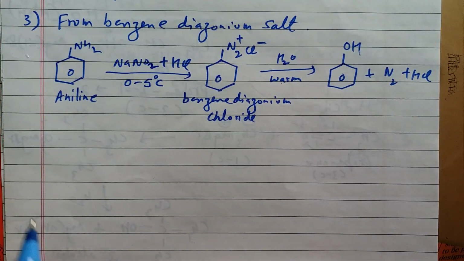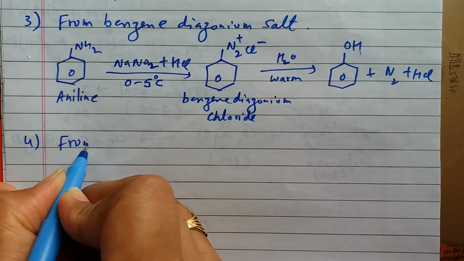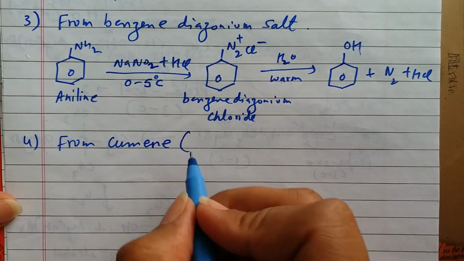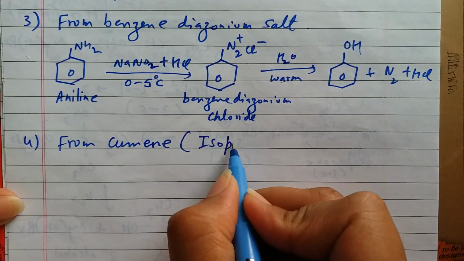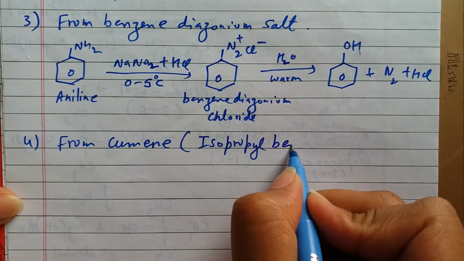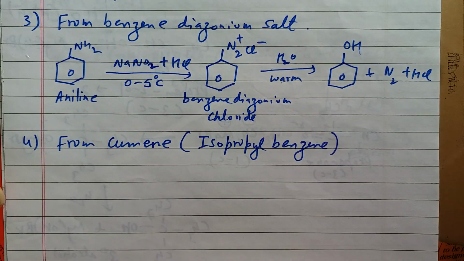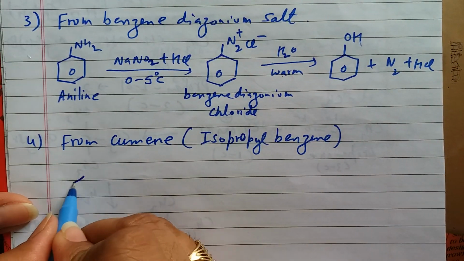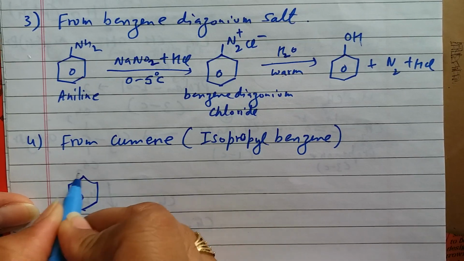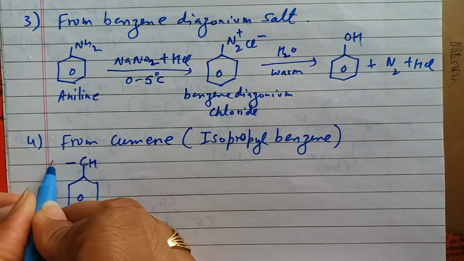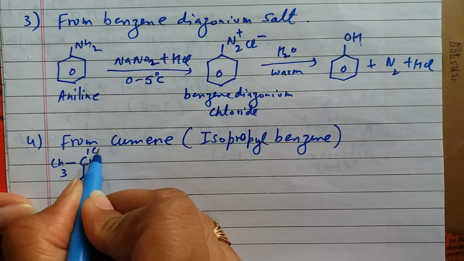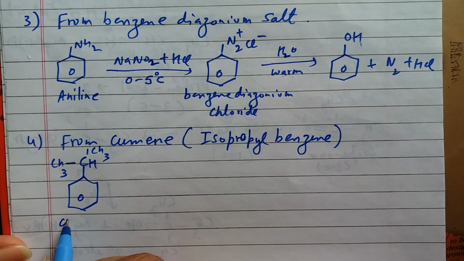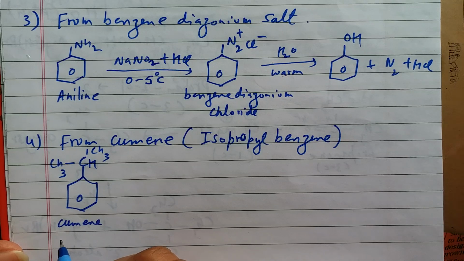And the fourth and the last method that we take up here is from cumene. Now cumene is a common name of a compound which is called isopropyl benzene. So let's start with cumene. As I told you, cumene is isopropyl benzene. So we are attaching the isopropyl group on the benzene ring. CH3CHCH3 is the isopropyl group. So this is cumene or your isopropyl benzene.